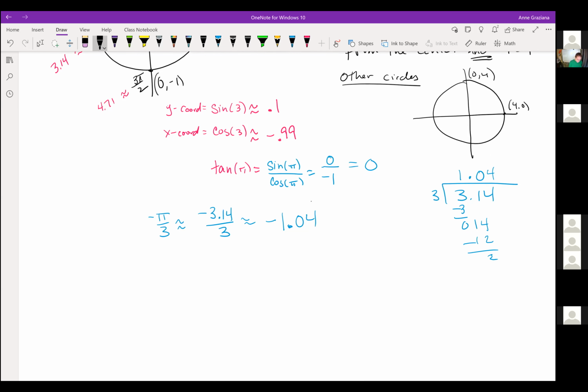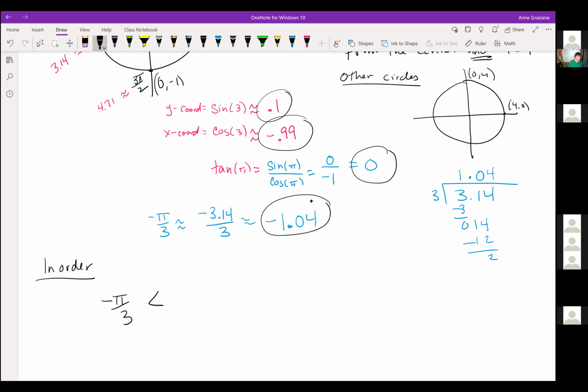All right, now let's put these in order. What is the smallest number here? I'm comparing 0.1, negative 0.99, 0, and this, pi over 3. What is the smallest? Yeah, the negative 1.04. That is the smallest one, negative 1.04.